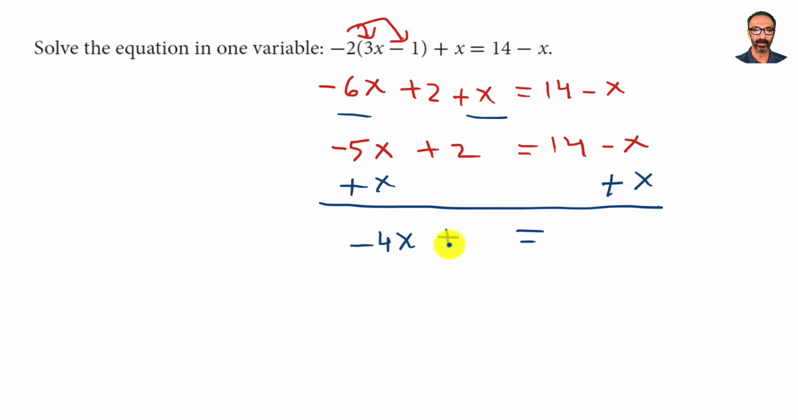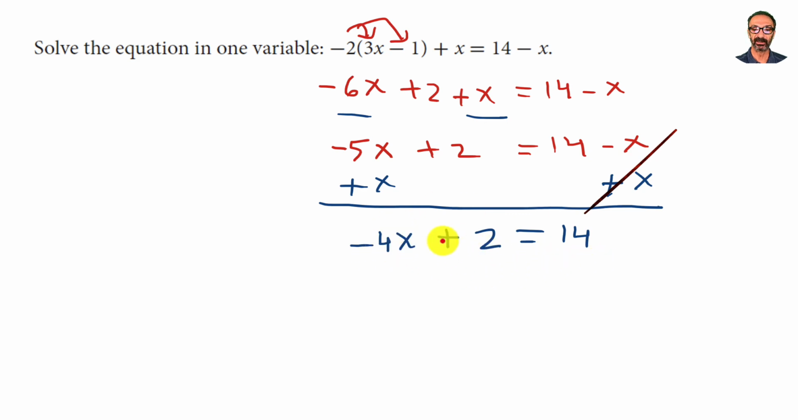And 2 is going to go down. And I have 14 right here. And of course, this cancels. And that's just to clean it up and move on. Going back to the problem now, I have minus 4x plus 2 equals 14.